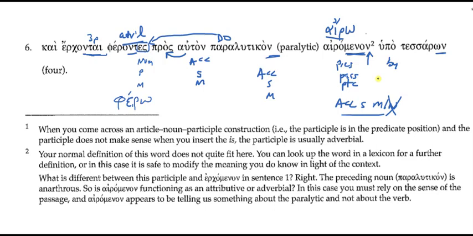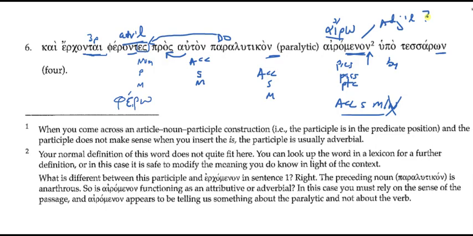Okay. So let me ask you now. What kind of participle is this? Is this adverbial or is it adjectival? Okay, but there's no article in front. It must be adverbial, right? Doesn't have to be. Okay, now, why wouldn't it have an article in front of it, even if it is adjectival? Paralytic is indefinite. It's anarthrous, right? There's no article here. So I wouldn't expect an adjectival participle to be articular if the noun it modifies is not articular, okay? So if it had been ton paralutikon, then I would expect iramanon to have a ton in front of it. The paralytic, the being carried, meaning the being carried paralytic, okay?